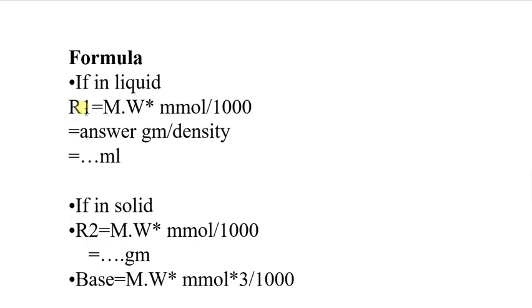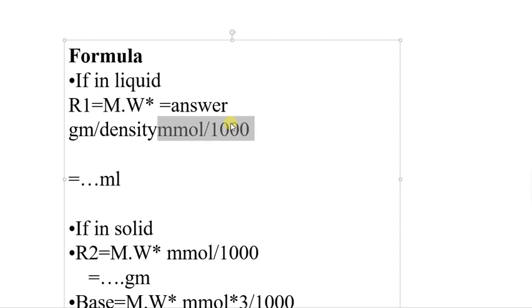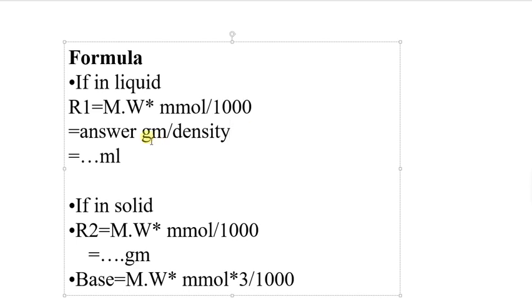So let's start. For example, if the reactant is in liquid state, then what I have to do is write its molecular weight, multiply it by the millimole in which I am synthesizing my reaction. Then I simply divide this by 1000. Then the answer will be given in the form of grams. Next, as my reactant is in liquid state, I simply divide my answer by density. Then my answer is in the form of ml, and I simply take, for example, 1 ml or 2 ml of a reactant.